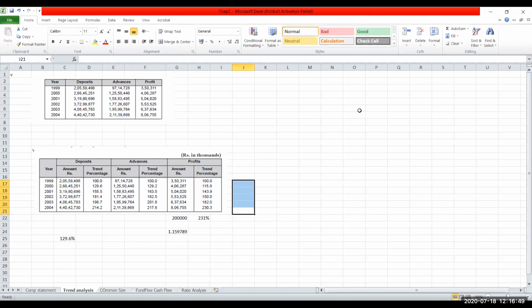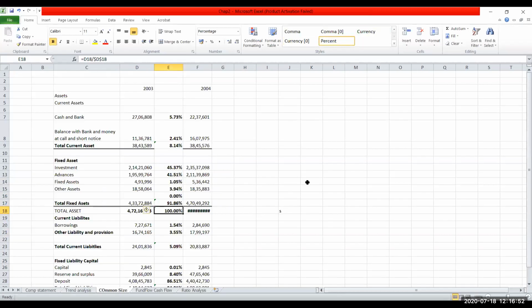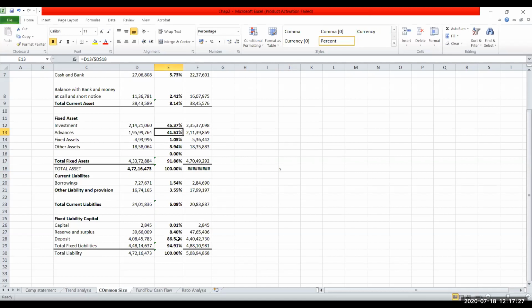Correct. In the next one, I'm using a common size statement. The common size statement, as I mentioned, is almost like a ratio analysis. I'm taking total asset as 100 and dividing, the same thing. So this 5.73 means what is the percentage of cash to the total asset. That means in the total balance sheet, close to 5% is my cash, close to 2% is my cash with others, close to 45% is my investment, and close to 41% is advances. And deposit is 85%.